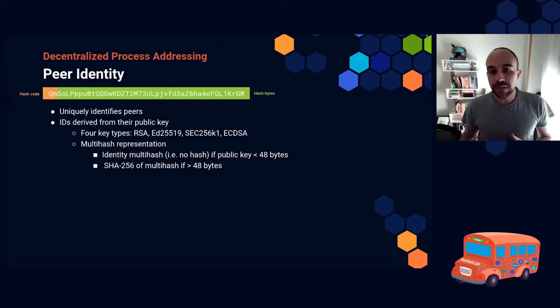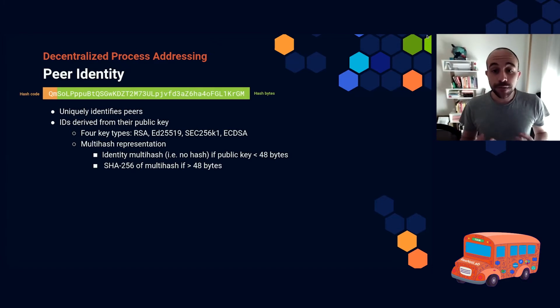We use a multi-hash representation. A multi-hash representation is what you can see at the top of the slide. It's just the bytes of a hash of something, with a prefix that specifies the specific algorithm used to perform that hash. So in order to infer the peer ID, we take its public key and check its length. If the length of the public key is over 48 bytes, as is the case for RSA, we need to hash this public key to accommodate the length of our IDs.